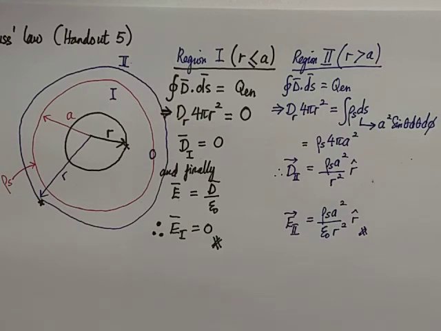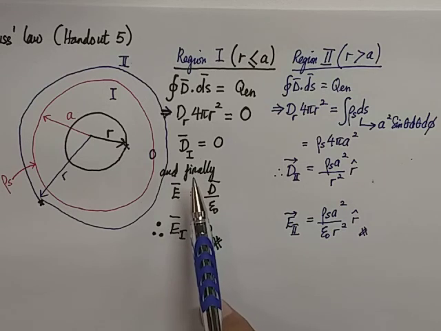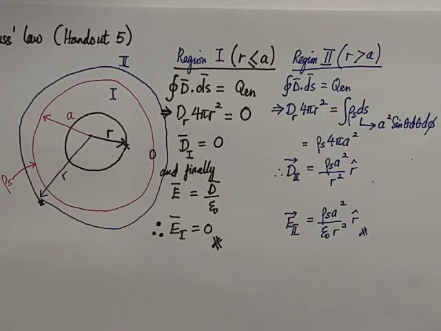Okay, so now you can see there's no field in region number 1, but there is going to be field emitted by the charge in region number 2. Okay, so that is Gauss law that you can use to solve this type of problem.